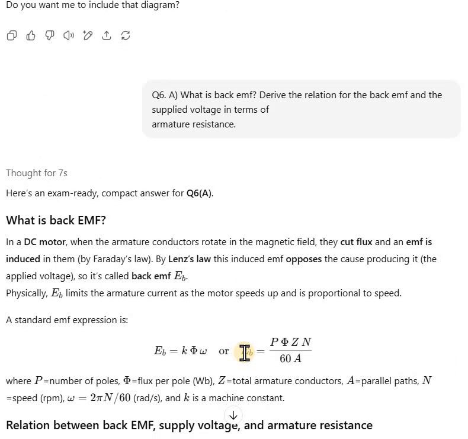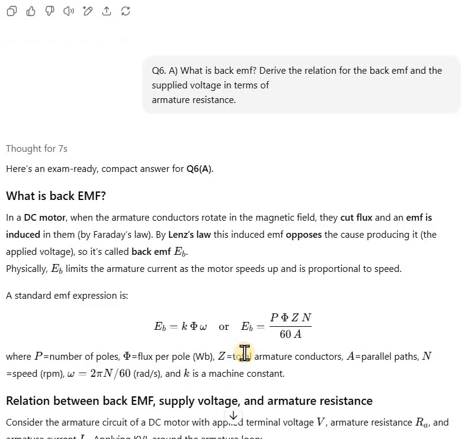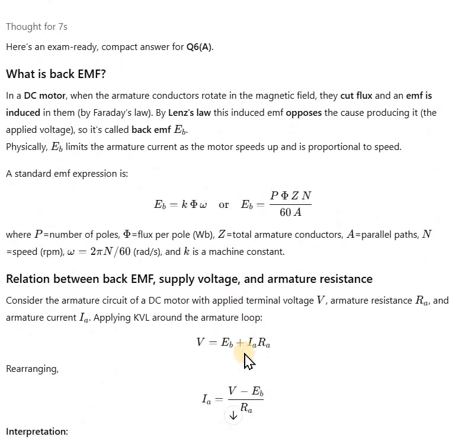What is back EMF? Describe the relation for the back EMF and the supplied voltage in terms of armature resistance. What is back EMF? In a DC motor, when armature conductors rotate in the magnetic field, they cut flux and an EMF is induced. That is Faraday's law. By Lenz's law, the induced EMF opposes the cause which is producing it. So it is called the back EMF.